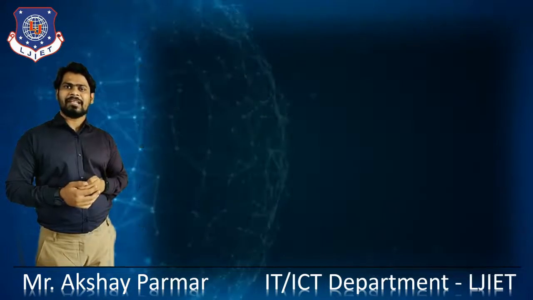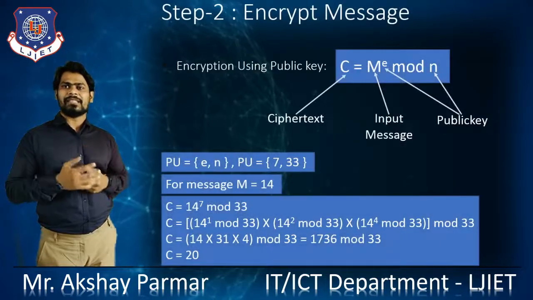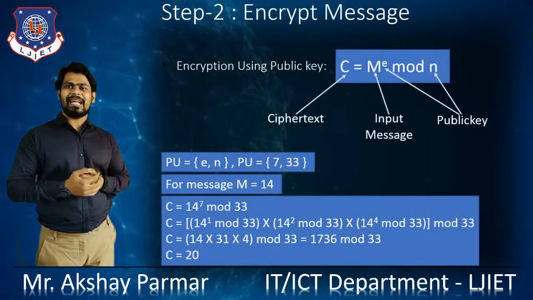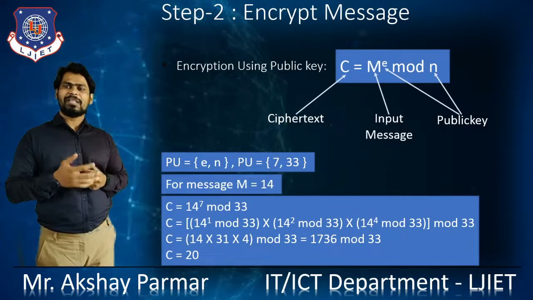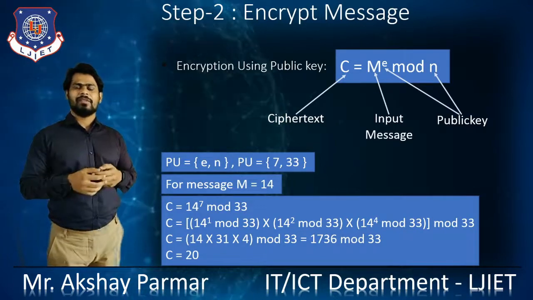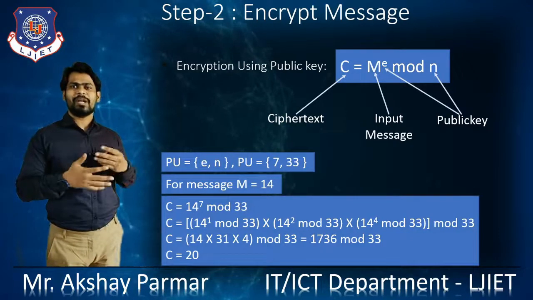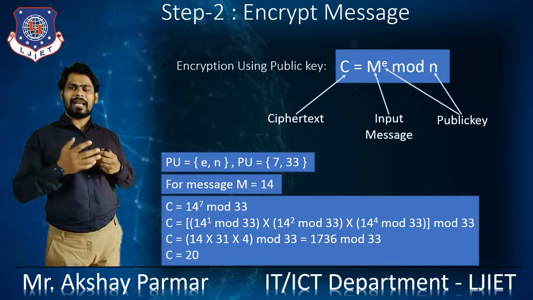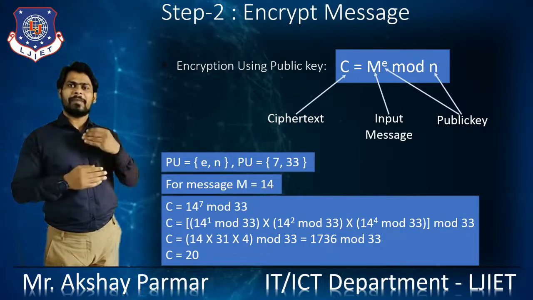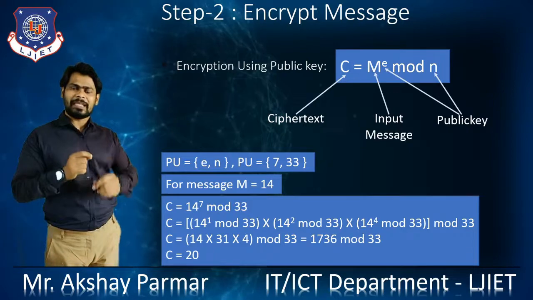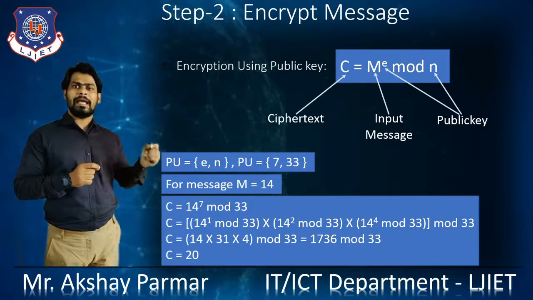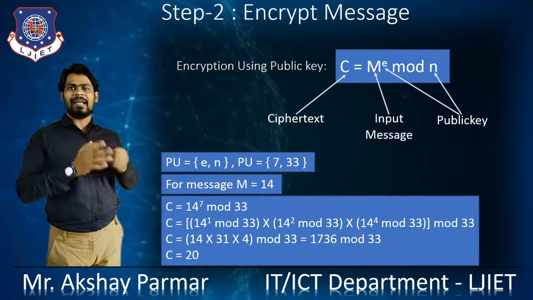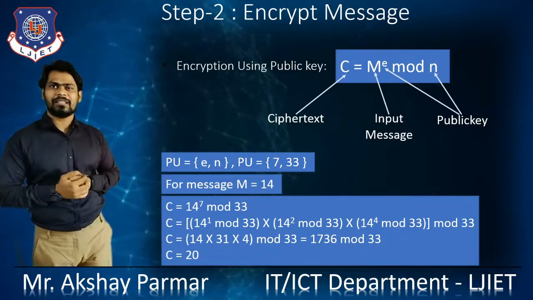After generating the keys, we need to encrypt a message, right? So how is our message encrypted? The encryption using a public key, let's see that. How is our input message converted into the ciphertext? So there is one method there, right? Input message raised to e mod n, that is our ciphertext there, right? So C is the ciphertext, for example.